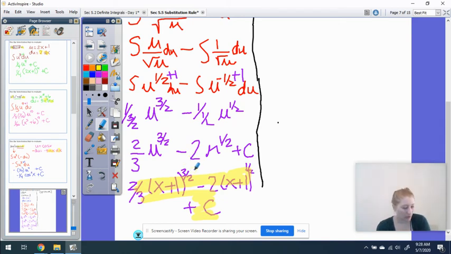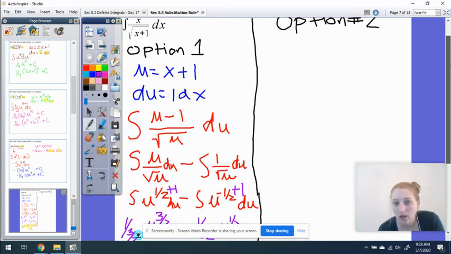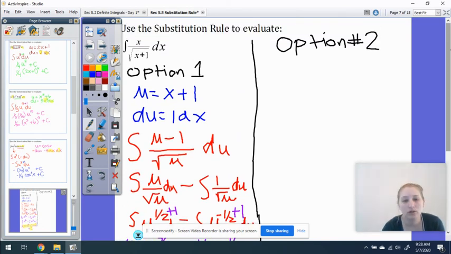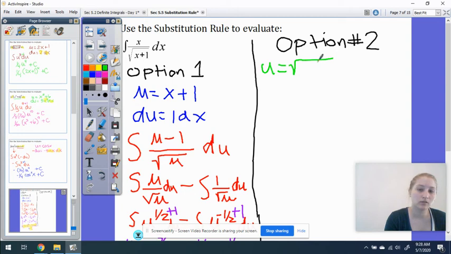We're going to do it with option 2 now, just to show you that there is more than one way to figure problems out. That's kind of the cool thing about math. I think that's the thing that stresses you guys out a little bit, because you're like, just give me the map with the exact directions. No detours, no construction. Okay, so in this case, I'm going to say u is going to represent the square root of x plus 1.